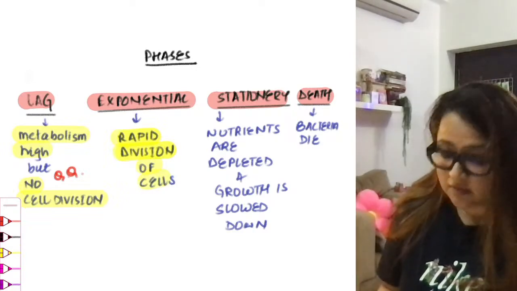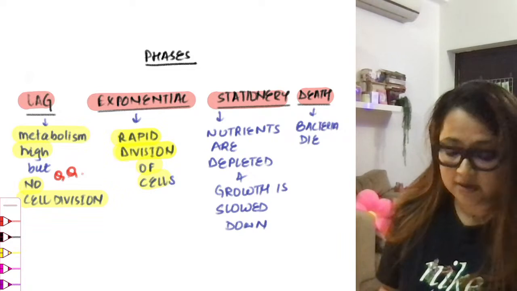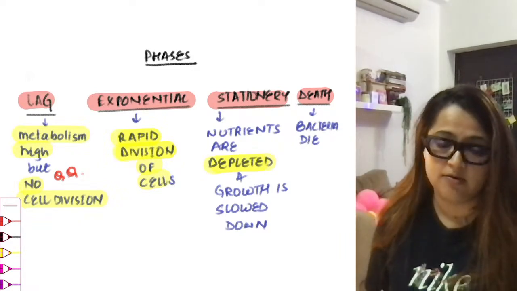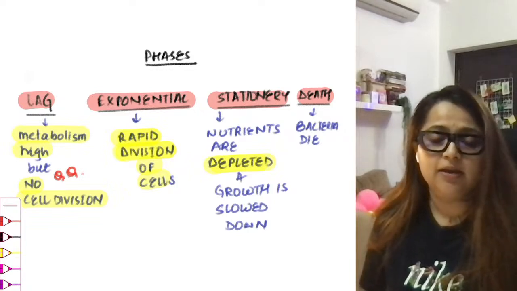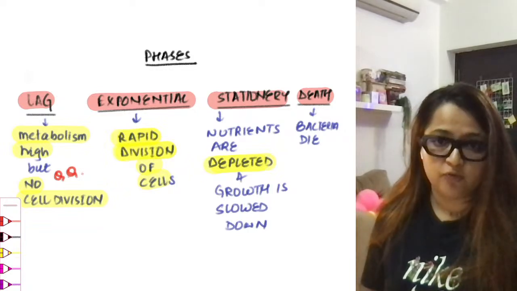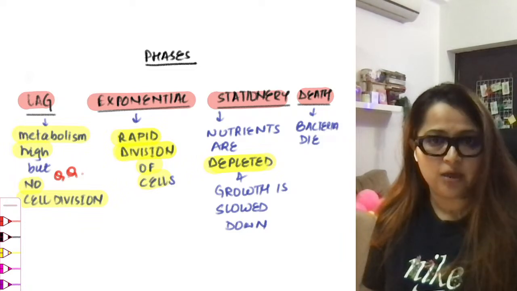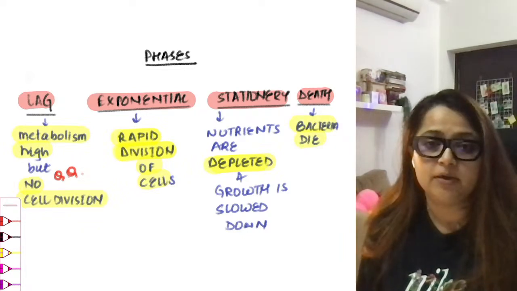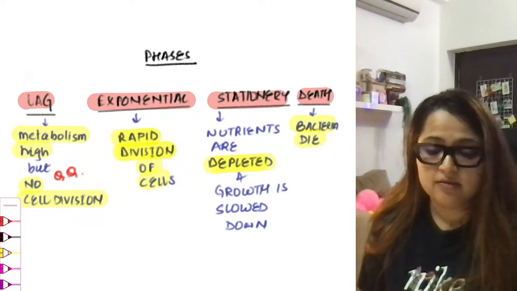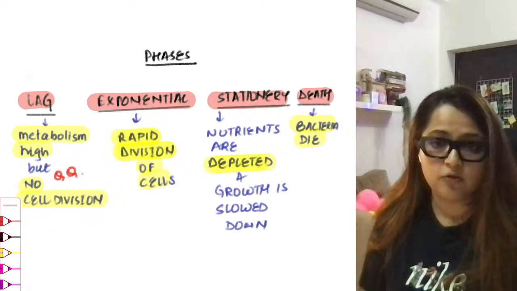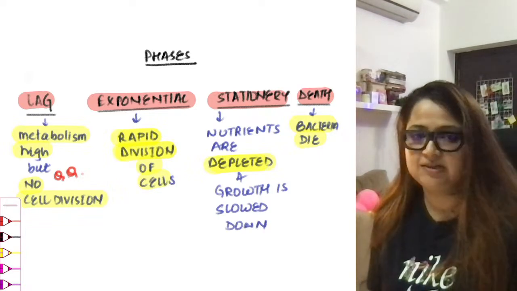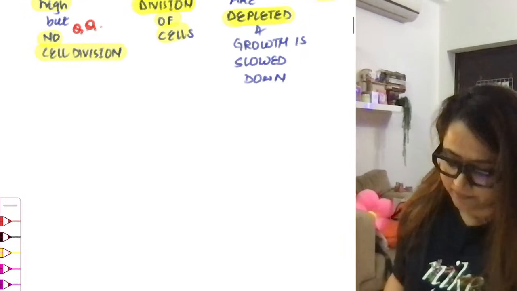In the case of the stationary phase, the nutrients are depleted and the toxins are being built up as a result of the metabolism. This hampers the growth of bacteria, so growth is slowed down in the stationary phase, and ultimately there is death. Bacteria are dying. These are the different phases of the bacterial growth curve that you need to know. This is very easy, just remember it. Yet it is high yield.